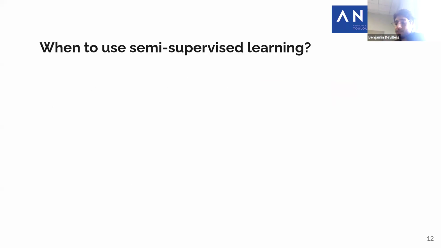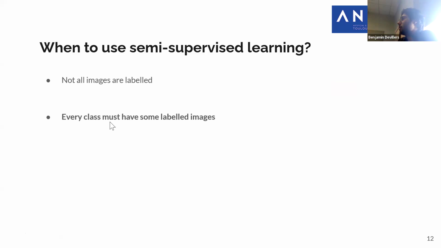Okay, so that's the method basically for semi-supervised learning. That's one method for semi-supervised learning. And just to give you a bit of a recap, when to use this method: it's useful when not all images are labeled. So you have access to lots of images, some of them are labeled, some of them are not. But the condition to use that is that every class must have some labeled images. And if that's not the case, then you're going to need one of the other methods that we're going to see later, namely zero-shot learning or unsupervised learning.